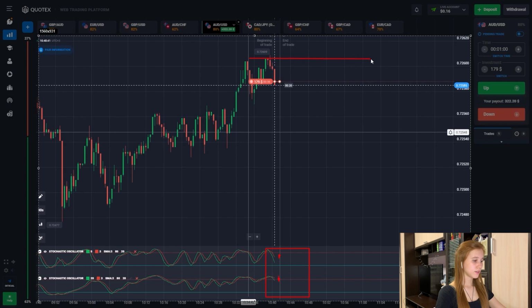So we see that a resistance zone has formed on which the price rebounded. I would like to go somewhere here, but the stochastic signals are lined up, and I think the movement should be heading down. Here we have a support zone. I think it will move to this level based on the direction of the chart.